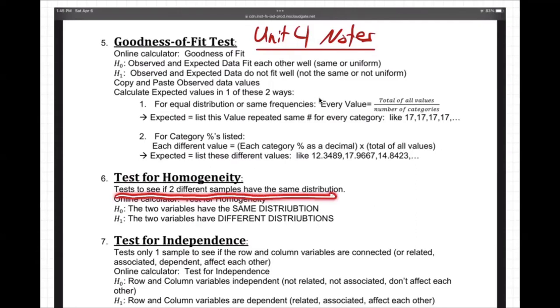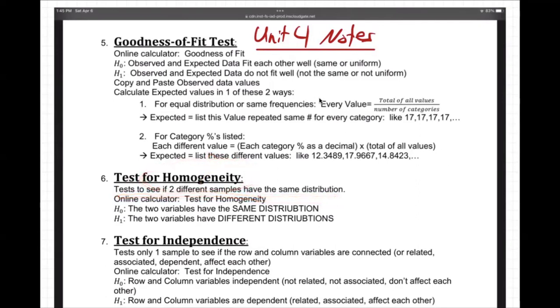Homo means same. So a homogeneity test, the genus means population, so same population. You're testing to see if two different groups or samples are really the same makeup. Are the people coming in by car and by ambulance the same kind of needs, like the same amount of heart troubles, injuries, sicknesses, and other things? Or are they different?